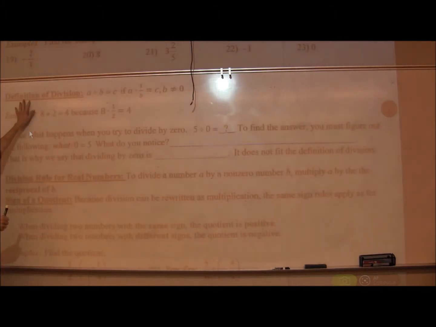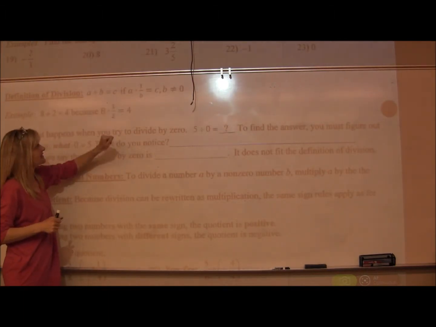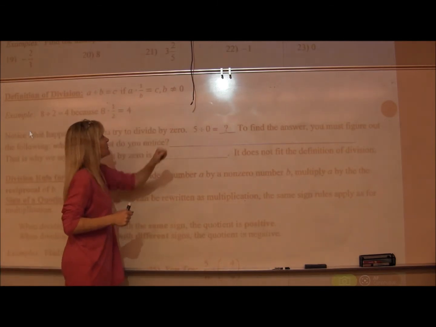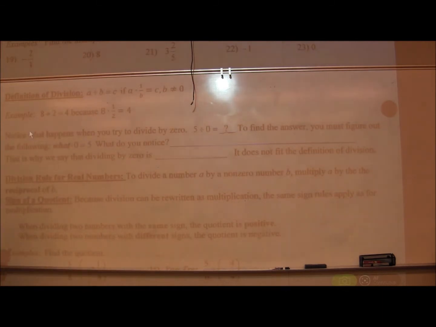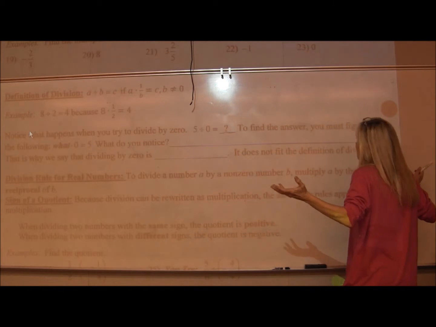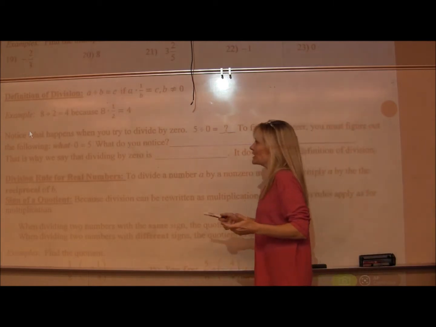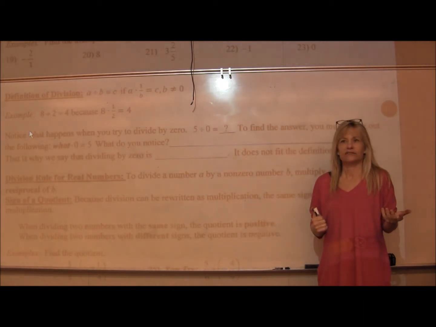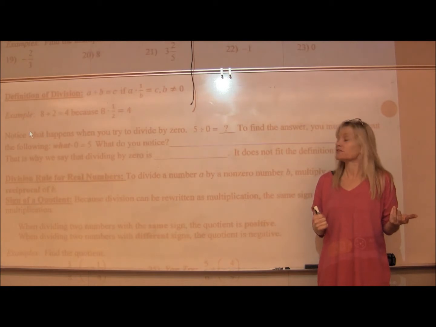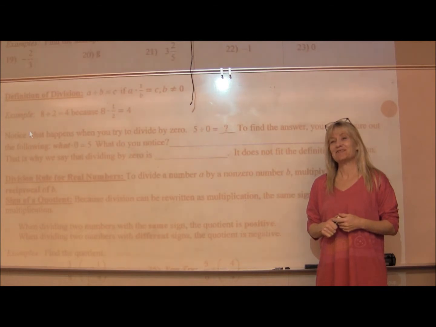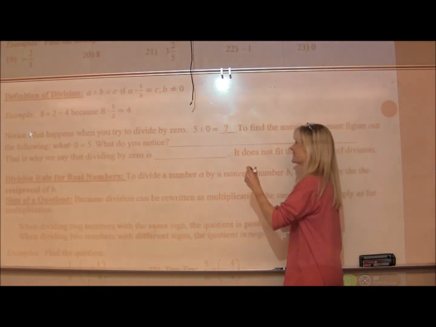Okay, so the definition of division says A divided by B is C if A times the reciprocal of B is C, where B is not 0, because you can't divide by 0. Okay, so here's the interesting thing. Notice what happens when you try to divide by 0. 5 divided by 0 is what? Well, that's the same thing as asking what times 0 is 5. What times 0 is 5? 0 times 0 would be 0. 5 times 0 would be 0. What times 0 could be 5? There's nothing, right?